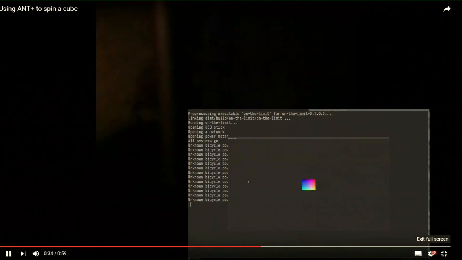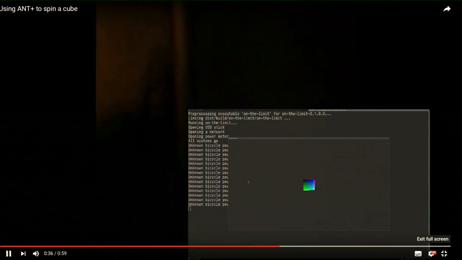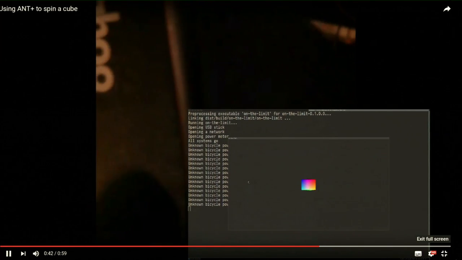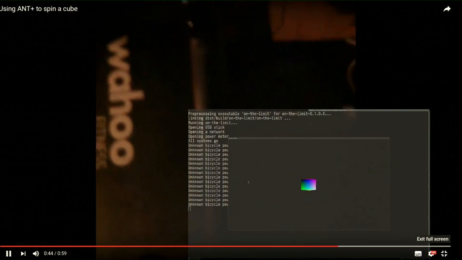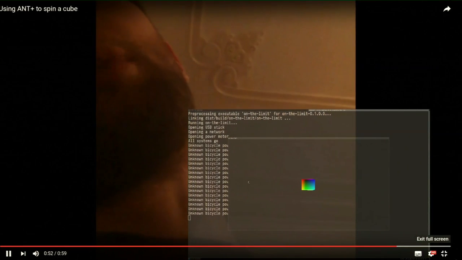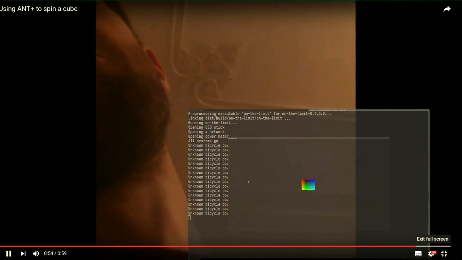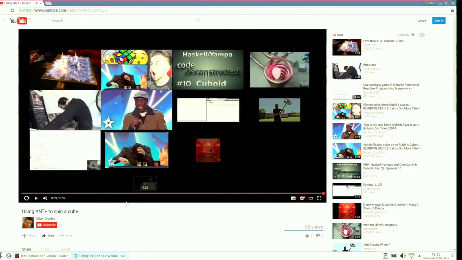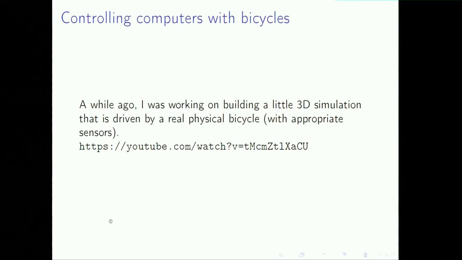And of course, if I put even more force through the pedals, then the cube is indeed faster, and if I back off a little bit, the cube is going to slow down. So, yeah, the basic start of getting a video game controlled by my bike, which should be quite fun. We'll see. So, yeah, that's the general idea. Unfortunately, it didn't really develop much beyond a spinning cube. But hopefully, I'm going to pick that up at one point and develop that into something a bit more.